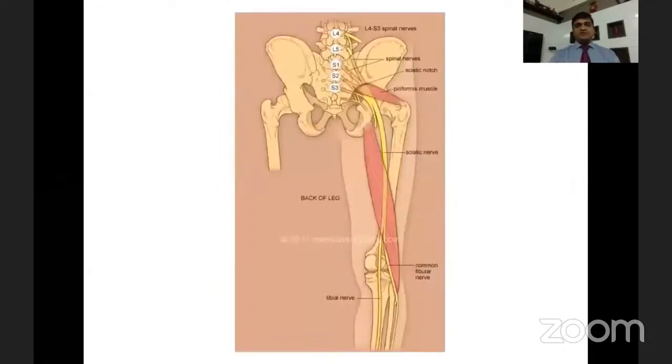In today's lecture, we are going to describe two approaches. First is the transgluteal level, which is at the level of greater trochanter and ischial tuberosity. And second, the infragluteal level, at the level of biceps femoris muscle.